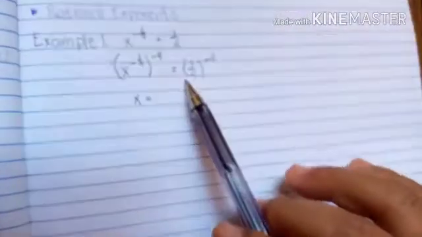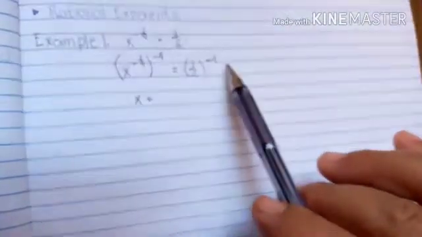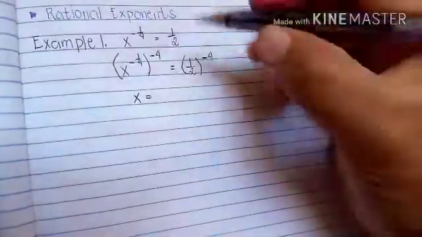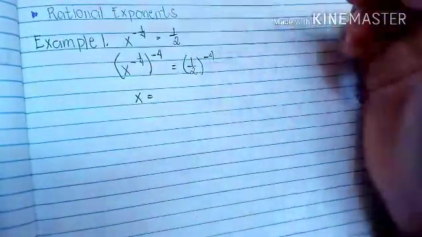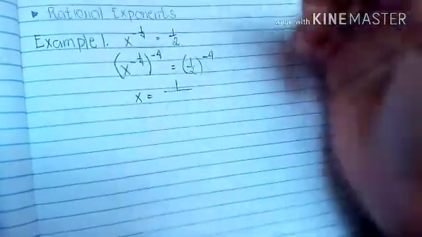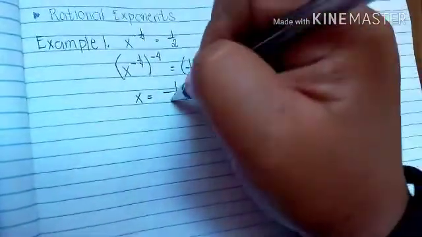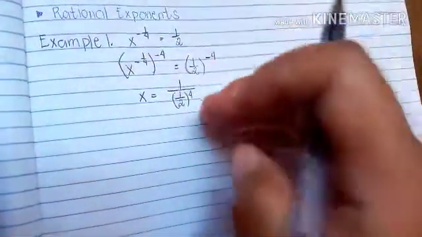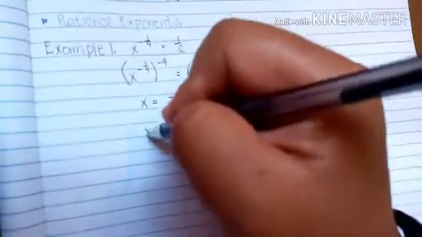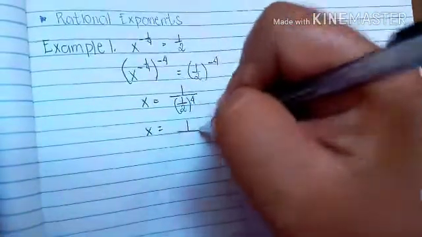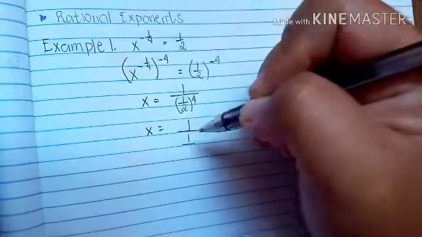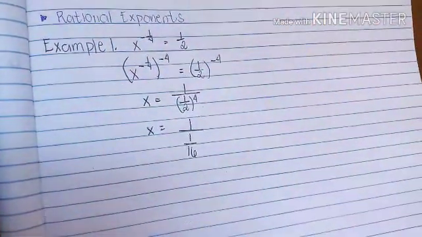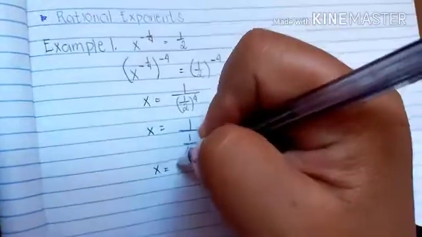Let's solve for 1/2 raised to negative 4 already. Since it has a negative exponent, this would become 1 over 1/2 raised to 4, right? So simplifying that, x is equal to 1 over 16, since 2 raised to 4 is 16. The answer would be 16.